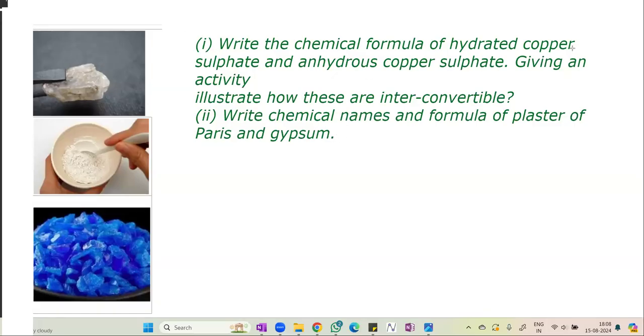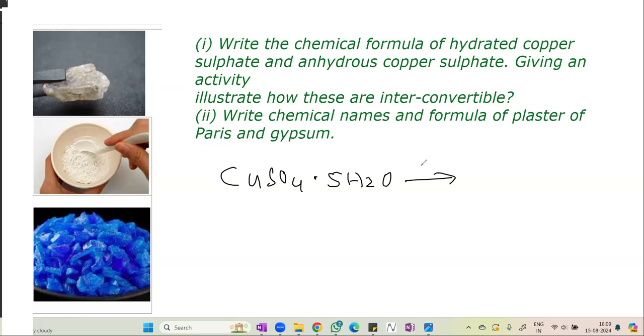The next question says: write the chemical formula of hydrated copper sulfate and anhydrous copper sulfate, giving an activity to illustrate how they are interconvertible. Now, what does hydrated mean? As you can see, the copper sulfate crystals I have taken are hydrated, because they have water molecules attached to them. They have 5 water molecules attached. This is called hydrated copper sulfate, and it is blue in color, as you can see in the picture.